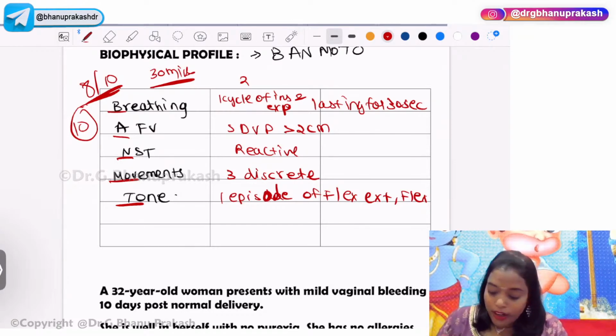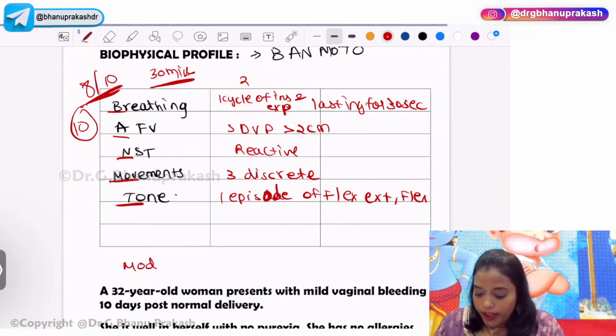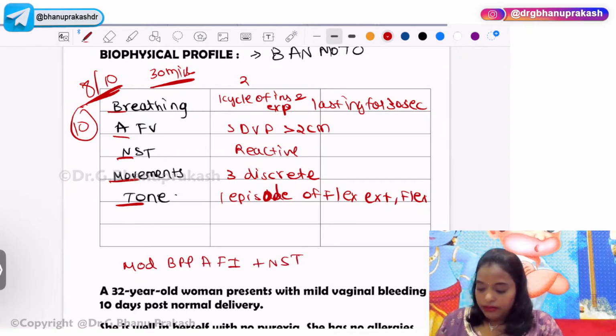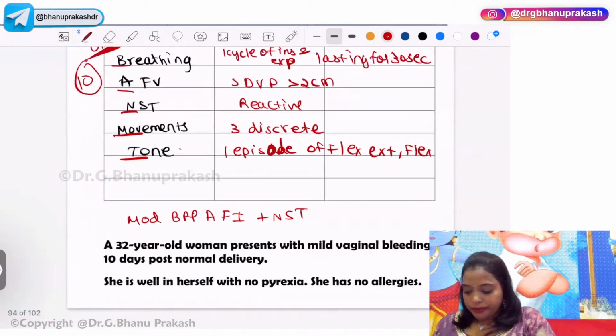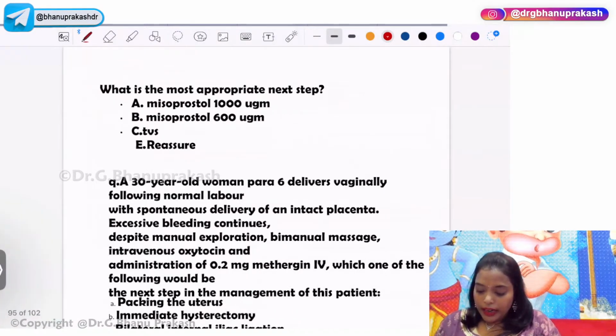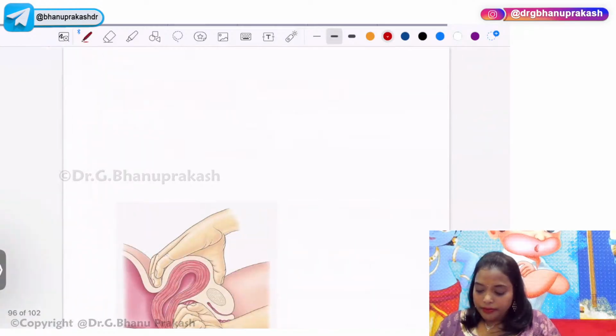Very good. What is the modified biophysical profile? Modified biophysical profile is amniotic fluid index plus NST. Right. Next.